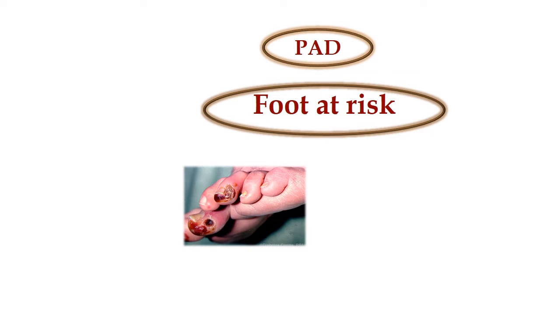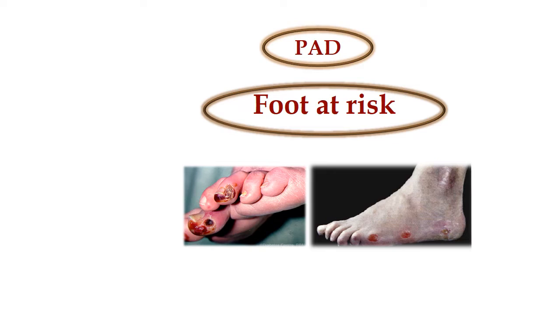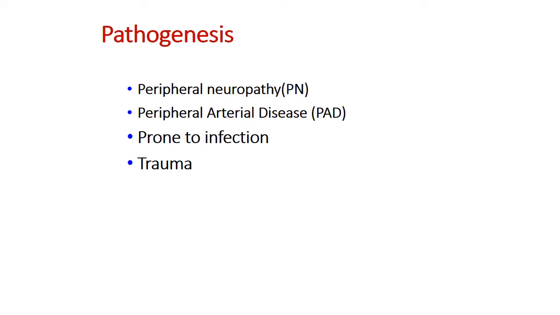The second risk factor is peripheral arterial disease. Of course, peripheral arterial disease will put the patient's foot at risk for an ischemic ulcer, and it's an ulcer at the most extreme peripheral part of the foot.